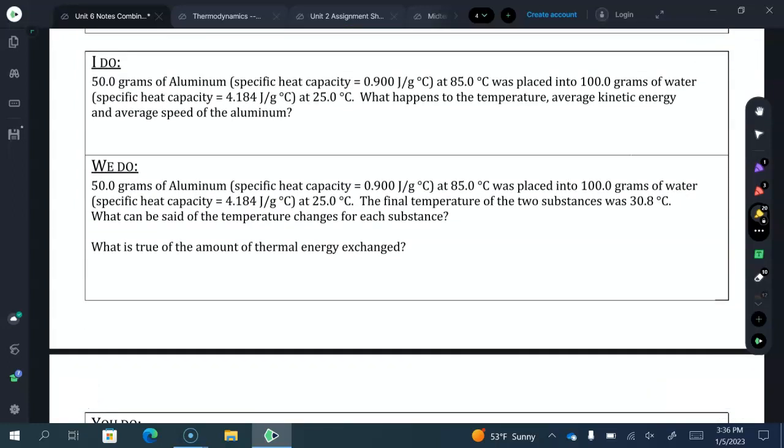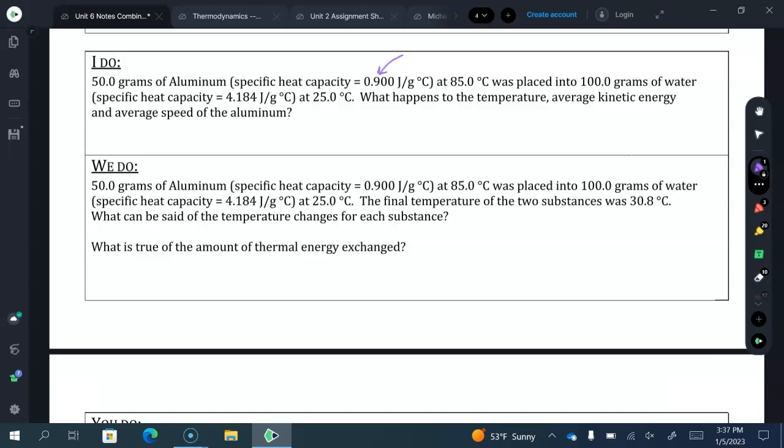Okay, so now we're going to apply some of these concepts and we're going to be reviewing some things too. So 50 grams of aluminum with a specific heat capacity of 0.9 joules per gram degree Celsius at 85 degrees Celsius is placed into 100 grams of water, which has a specific heat as follows, at 25 degrees Celsius. What happens to the temperature, average kinetic energy, and average speed of aluminum? Just as a note, we will dive into this in a future section.